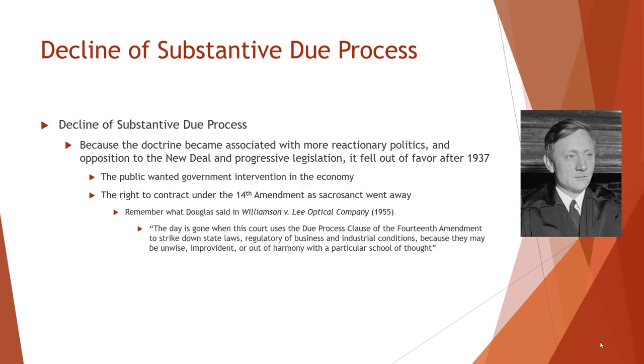So that is a younger Justice Douglas. This case will sound familiar. The doctrine became associated with more reactionary politics, much more with a Republican court, an anti-New Deal court, in opposition to New Deal and progressive and populist legislation, by the way, before that too. So it fell out of favor after 1937. The public wanted government intervention in the economy. So the right to contract under the 14th Amendment, Sanger's Act, went away. So let's go back to what Justice Douglas said. I think it's important that this is Justice Douglas, who is going to be the author of Griswold.